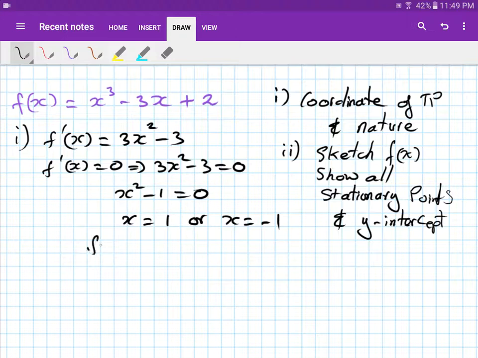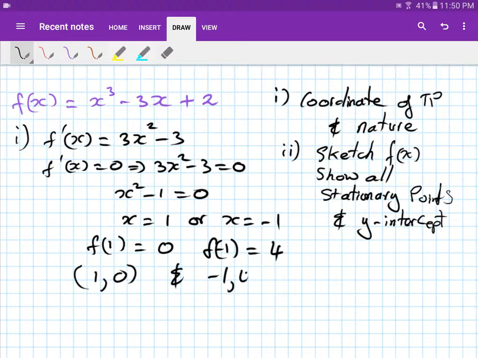Okay, so f(1), if you substitute 1 into the function, you get 0. Now f(negative 1), you substitute negative 1 in the function, which is f(x), so you will get 4. Okay, so the turning points are (1, 0) and (negative 1, 4).